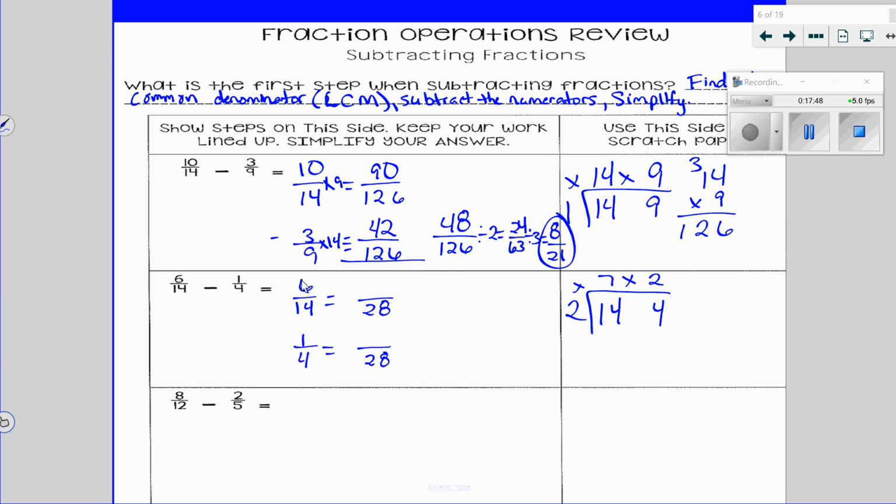What do I do to 14 to get to 28? Multiply by 2. So 6 times 2 is 12. What do I do to 4 to get to 28? Multiply by 7. So 1 times 7. And now I can subtract. 12 minus 7 is 5/28. Can I simplify that? No. That is my answer.